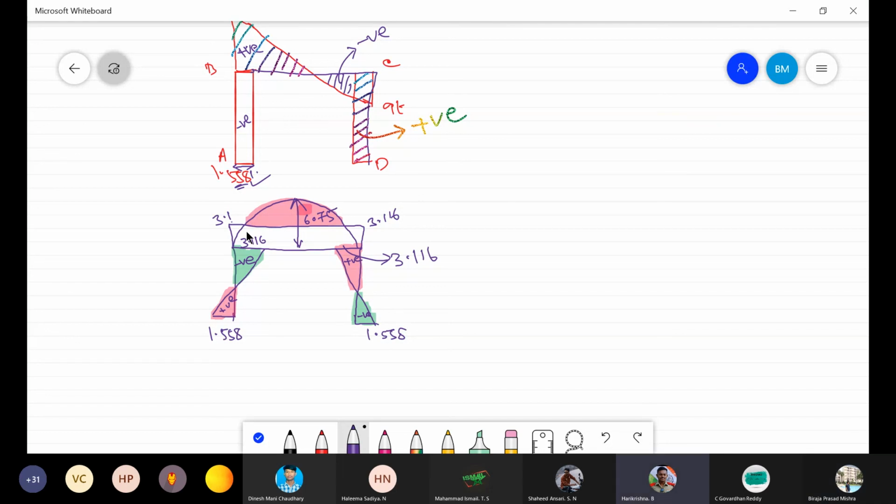Sir, 1.58 we take as column width, sir. No, not column width. MAB, that one is moment. It is not column width. I don't know why you are always asking how much is that column width. That is the moment which we are plotting. Yes, sir. Okay. Again, electricity is going on here.